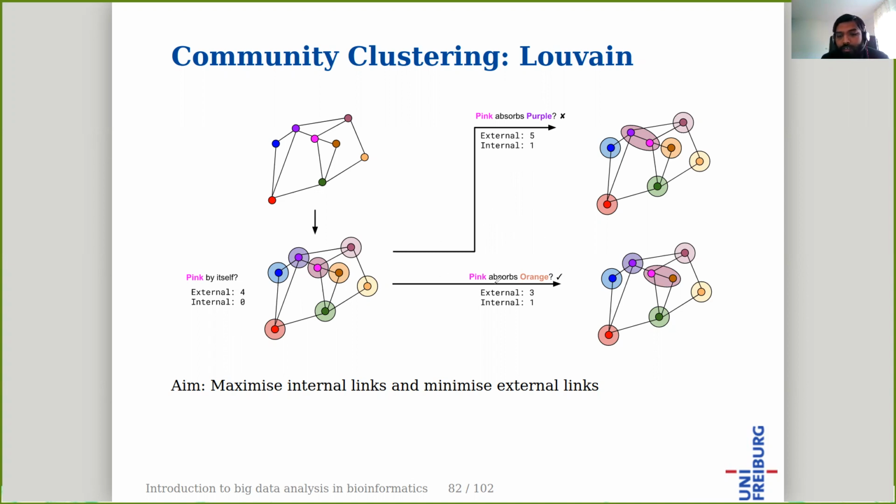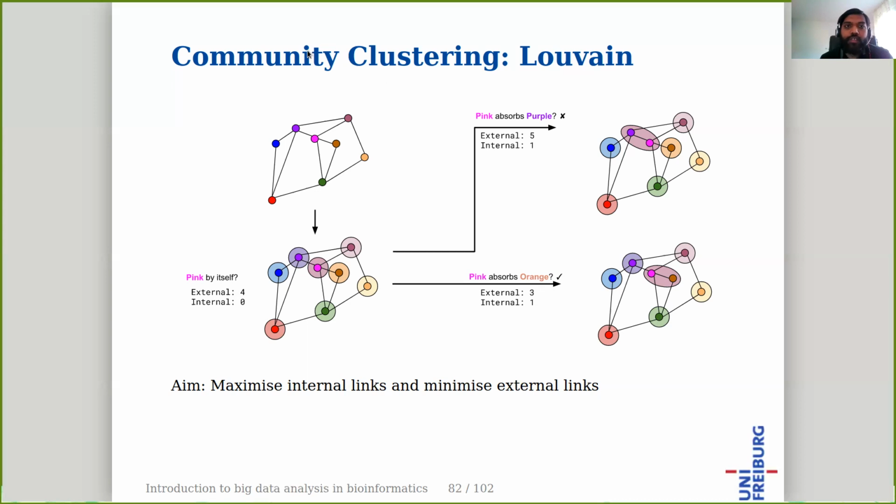We go another iteration and take a different path. Now we ask, what happens if pink absorbs orange, these two which are closer? This time we count again. There's one external link, and then two here, and these two together, because they are both going to green, three external links, and there's one internal link. This is better than going to purple, because we maximize the internal links and at the same time minimize the external links.